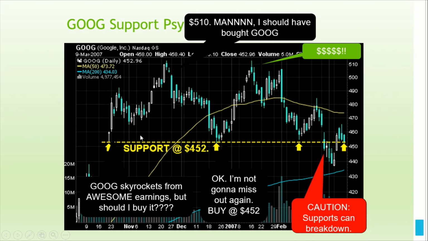Okay. So again, this is the support line, no? It's at 452. The support line is at 452. But the question is, Google skyrockets from awesome earnings, but should I buy it? Okay. What should I do? Now it's at 510. Man, I should have bought Google at 452.